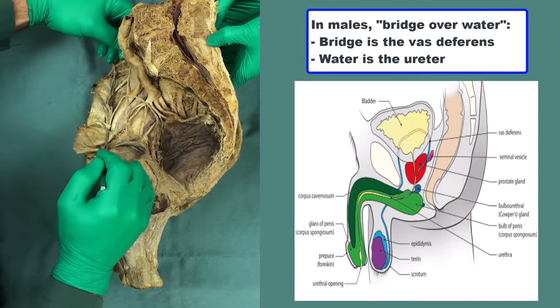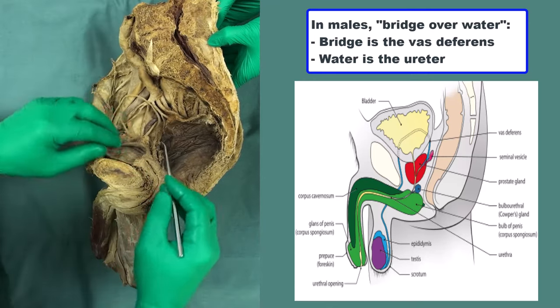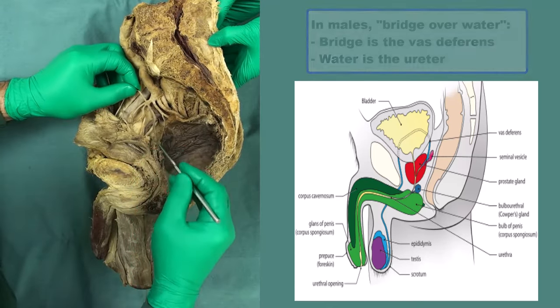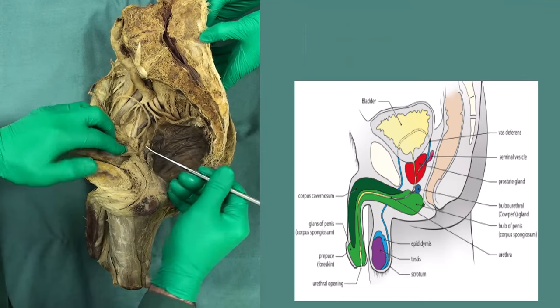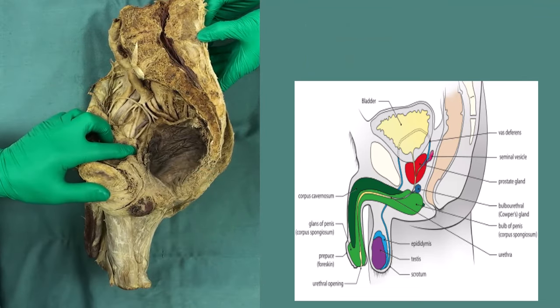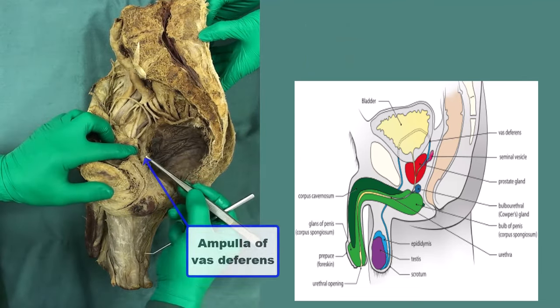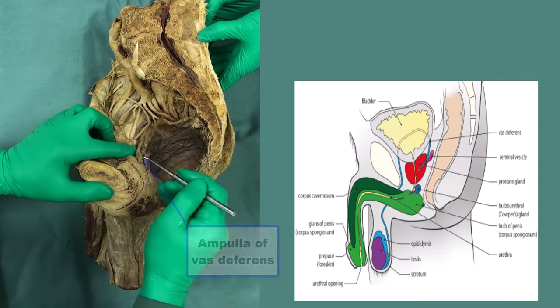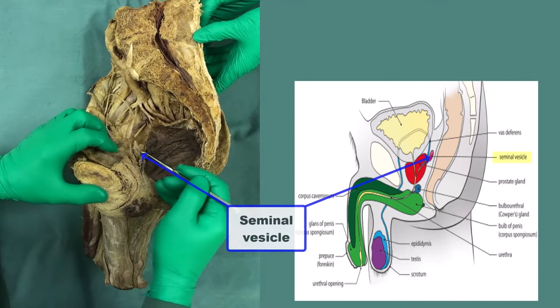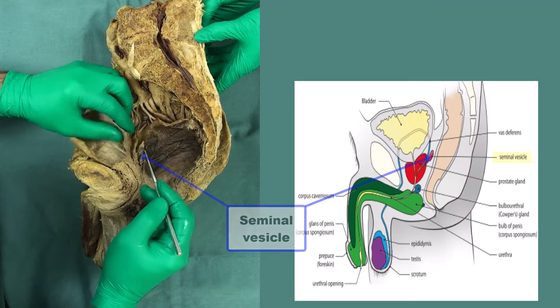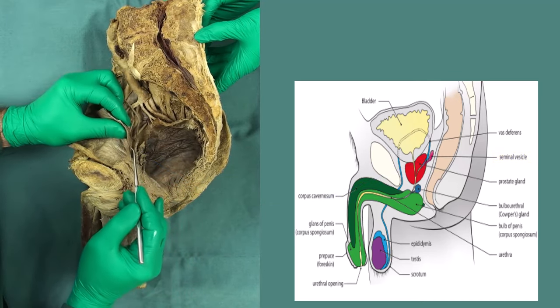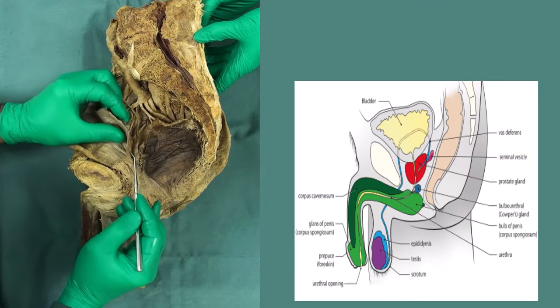the ureter, okay? Now, when we follow the vas deferens posteriorly here, then the expanded part of the vas deferens, which is right here, this one, is the ampulla of vas deferens, and then seminal vesicle. These two are associated with the base of the bladder here.